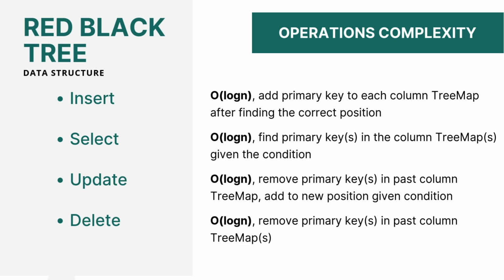Insert is O(log n) as we can just add the primary key to each column tree map after finding its correct position. Select will be O(log n), as we can find the primary keys in the column tree maps given the condition. Update is O(log n), as we remove the primary keys in the previous column tree map and add it to its new position given the condition. And delete is O(log n) as well, as we need to remove the primary key in the past column tree maps.